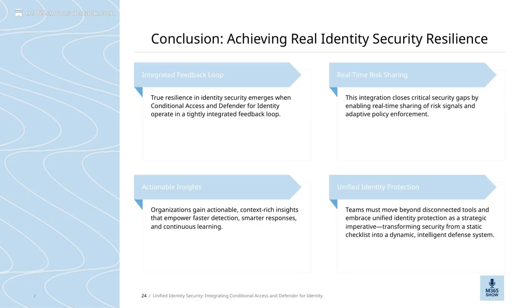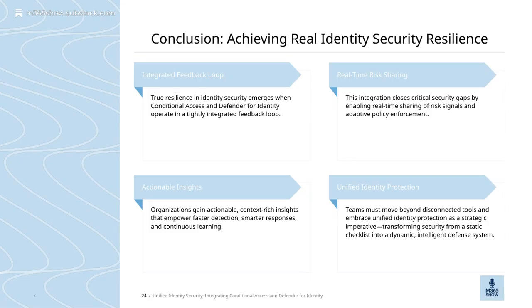When we talk about unified identity protection, the key benefit is gaining actionable, context-rich insights. These insights allow us to detect threats faster, respond more intelligently, and continuously learn from new security challenges. It's about making our defenses smarter and more proactive. This seamless integration of tools like Conditional Access and Defender for Identity is crucial. It closes critical security gaps by enabling real-time sharing of risk signals and allowing for adaptive policy enforcement. In essence, we're creating a security ecosystem where information flows freely and responses are immediate and precise.